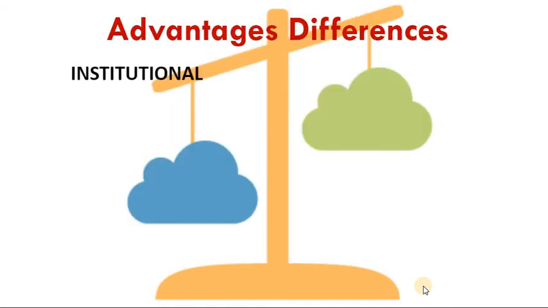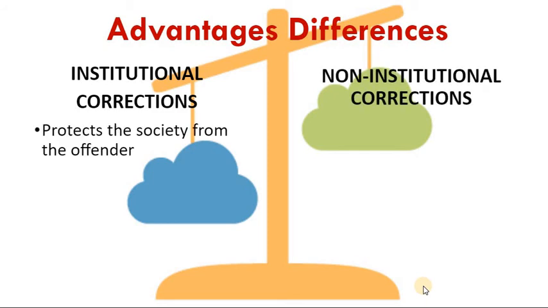Advantages, differences. So, institutional, and non-institutional. So, sa institutional, it protects the society from the offender. Totoo, parang sinabi ko nga kanina. Sasabihin mo siguro kung sa part mo, kung ikaw ang bibigyan ng punishment, for example, criminal ka, syempre mas gusto mo yung non-institutional. Kasi sino ba naman gusto ang makulong, 'di ba? Or makapag-serve ng sentence sa loob ng kulungan. Syempre, para sa'yo, mas okay yung sa non-institutional.